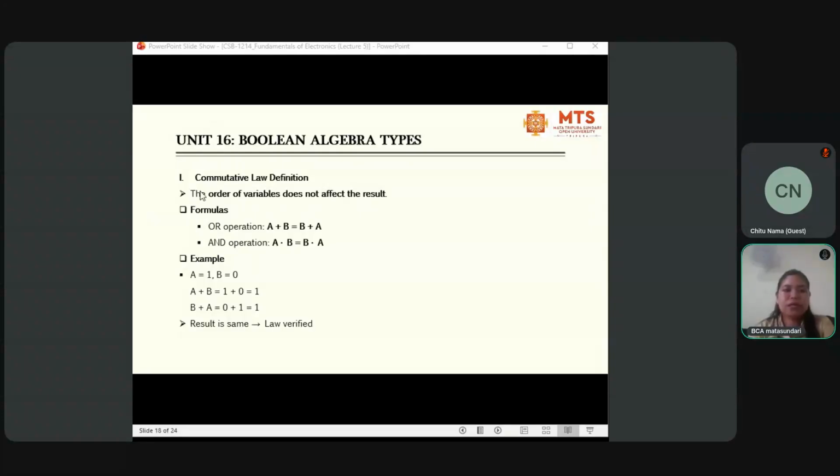So here you see the commutative law. If we change the order of the variables, it doesn't change the result. So in an AND operation, A dot B can be B dot A as well. Example, A equal to 1, B equal to 0. With the OR gate, 1 plus 0 will be 1. If it is B plus A, that means 0 plus 1, it will still be 1. So the result is the same, law verified.